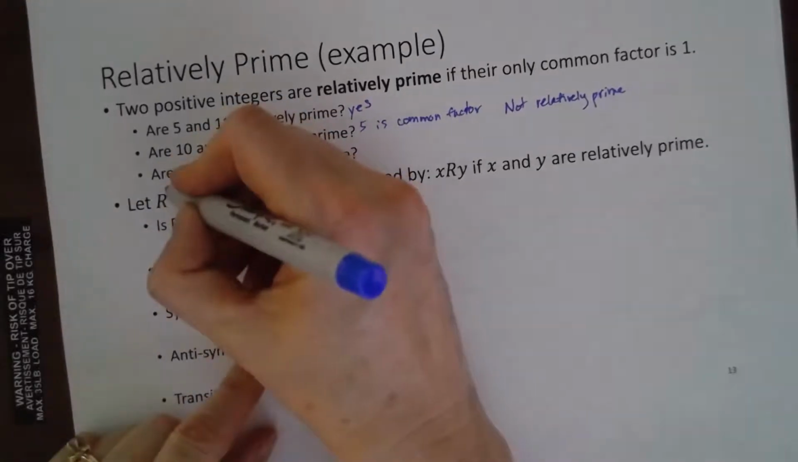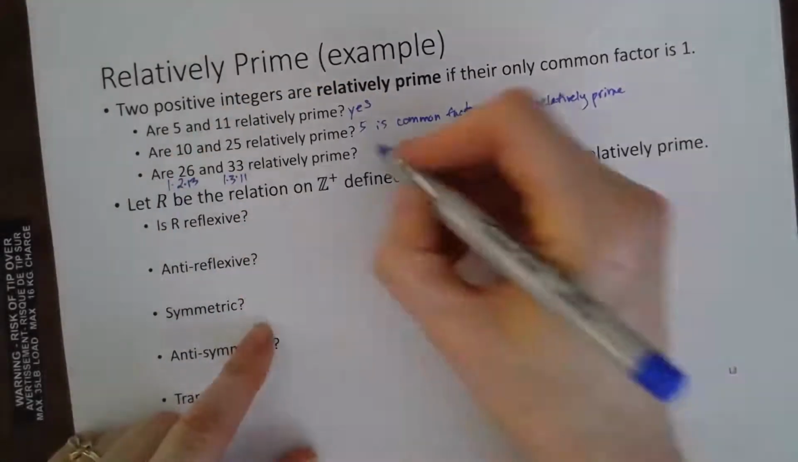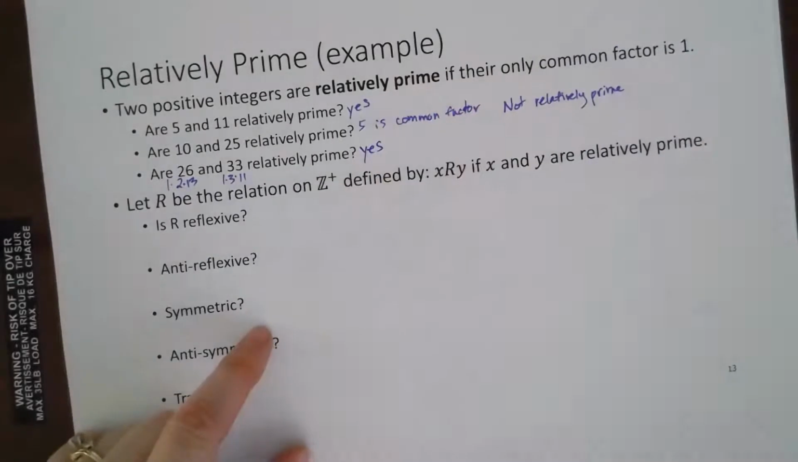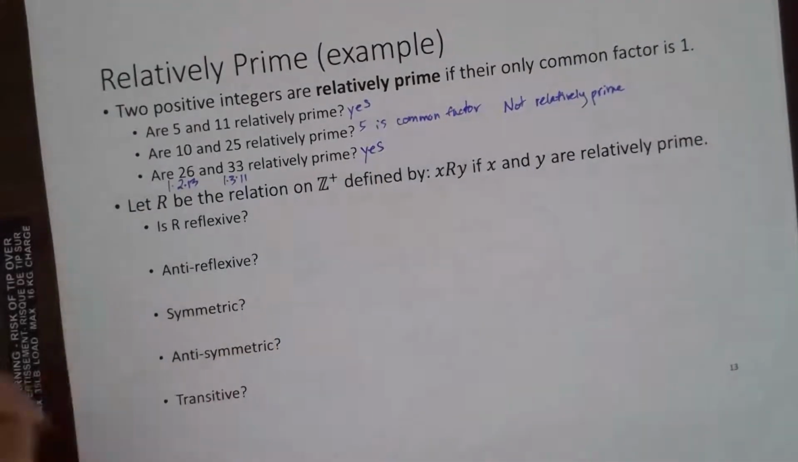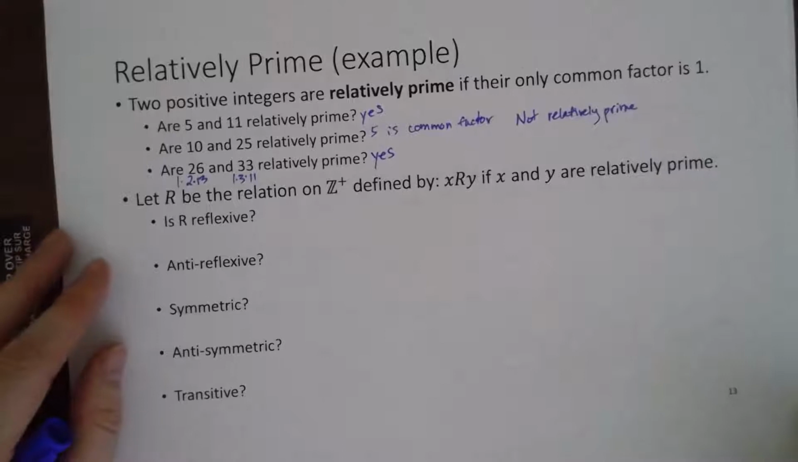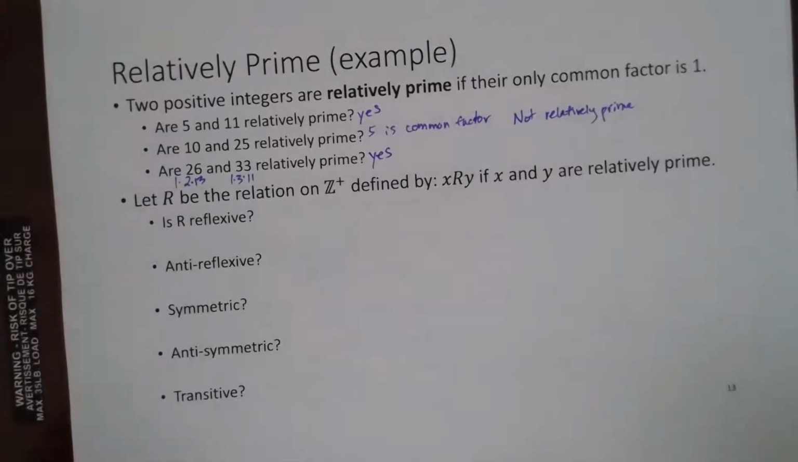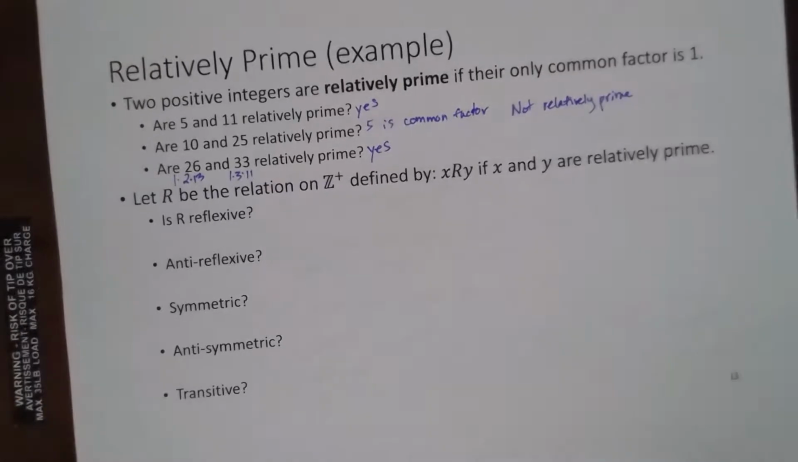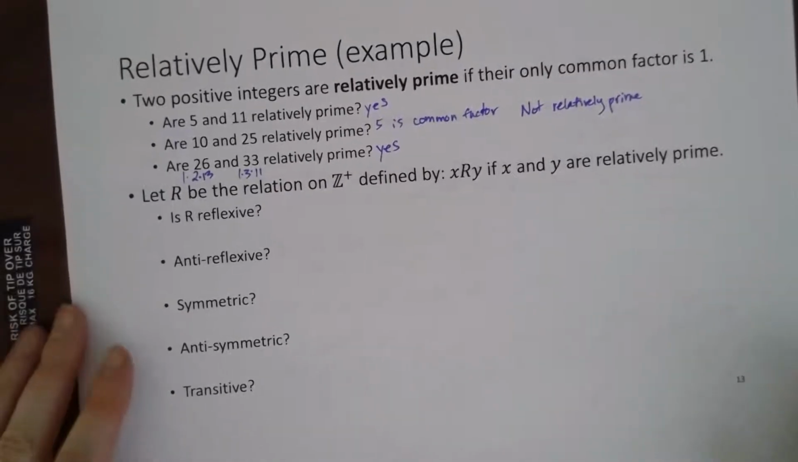I mean, I could put 1 in here, I guess. Okay, so this answer, are these relatively prime? Yes. Even though the individual numbers themselves are not prime, they are relatively prime to each other because they don't share any common factors besides 1. All right, so that's what relatively prime integers are.